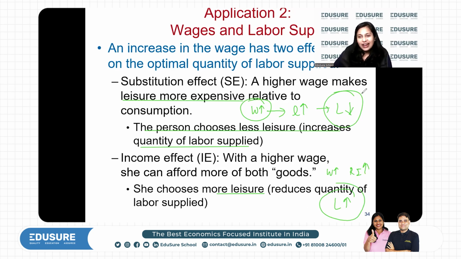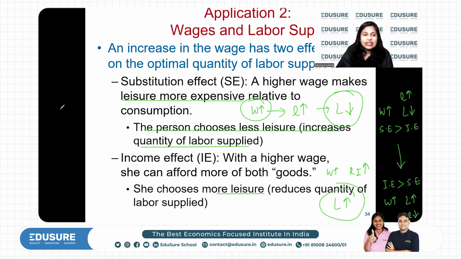So what happens when wage increases depends on the strength. Usually what happens is when your wages are low and there's an increase in wages, the strength of substitution effect is stronger than the strength of income effect. So when wage increases, leisure actually falls and labor hours rise. As your wages keep on increasing, the strength of the income effect overtakes the strength of substitution effect. And when wages increase, leisure actually rises and labor actually falls.